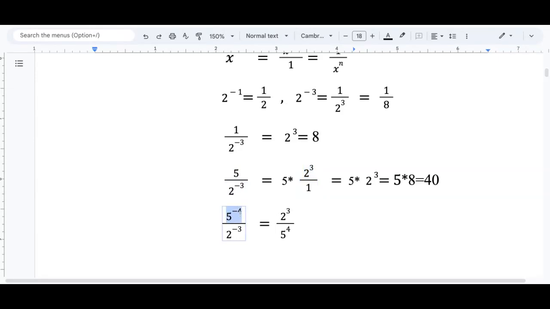If we have a negative exponent in the numerator, we turn it to the denominator with a positive exponent. If we have a negative exponent in the denominator, we turn it to the numerator with a positive exponent. All right.